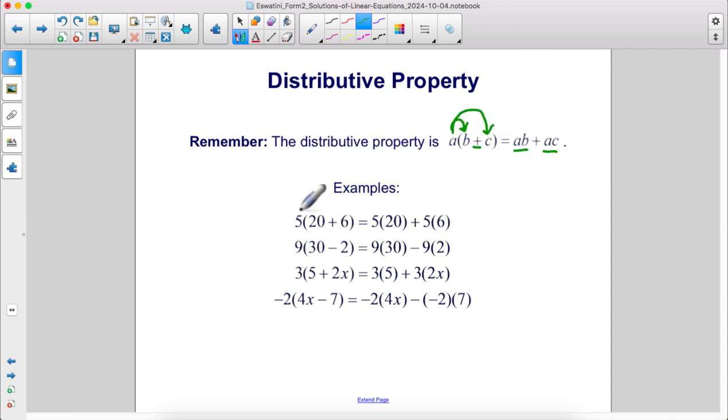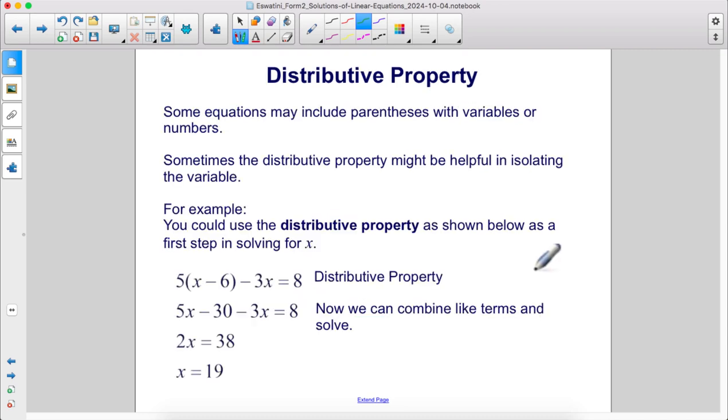Here are some examples. If we want to distribute the 5 times 20 plus 5 times 6. 9 times 30 minus 9 times 2. 3 times 5 plus 3 times 2x. And negative 2 times 4x minus negative 2 times 7. Some equations may include parentheses with variables or numbers. Sometimes the distributive property might be helpful in isolating the variable.